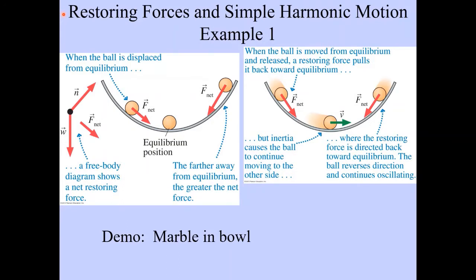Let's take a look in a little more detail now at the restoring forces that produce this so-called simple harmonic motion, or back and forth motion. So, our first example: imagine you have a nice round curved bowl like this, like a mixing bowl or a cereal bowl. And we'll place some marble inside the bowl up here and let it go.